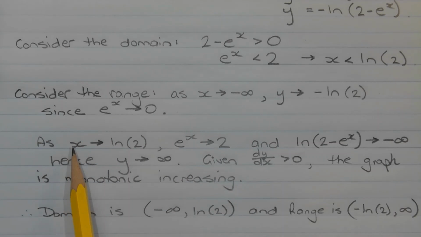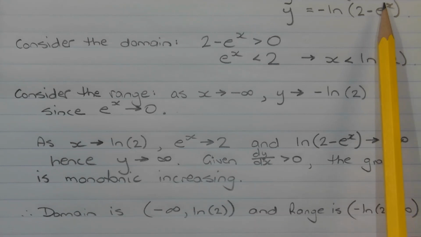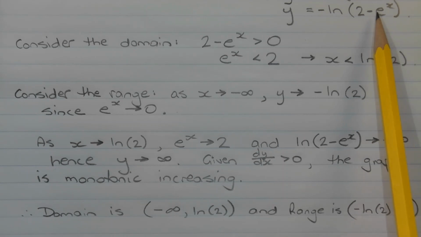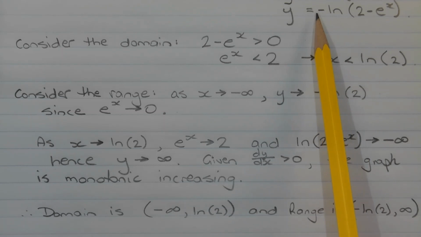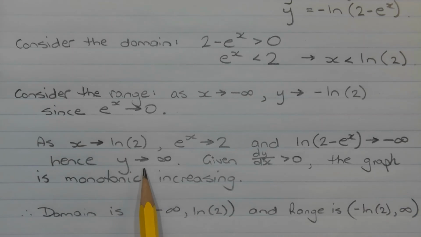Let's see what happens as x approaches ln of 2. If we go back to our function here, e to the power of x approaches 2, which means ln of 2 minus e to the power of x approaches negative infinity, but it's negative ln of 2 minus e to the power of x. This is a positive. And a negative of a negative, of course, turns this negative infinity into a positive infinity. Hence, y approaches infinity.